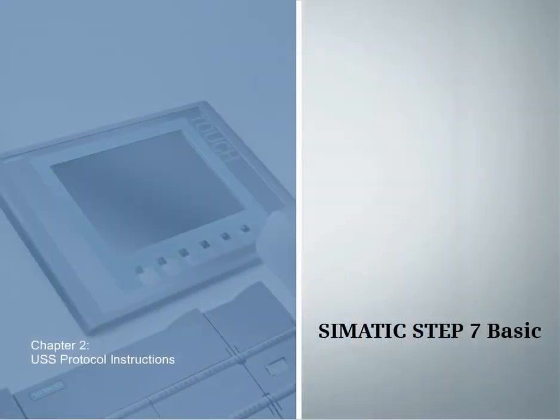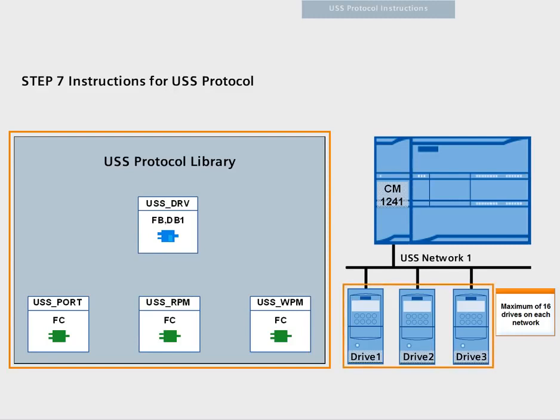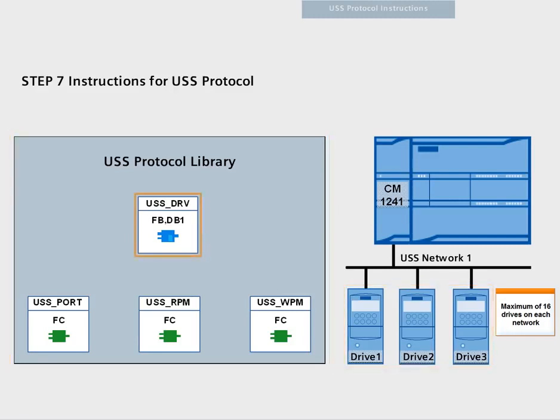Chapter 2. USS Protocol Function. The USS library, integrated in Step 7 Basic, simplifies the necessary programming steps for an efficient communication between the controller and Siemens drives. The drive function block is used for controlling the drives. For the communication and exchange of drive parameters with the frequency converter, the port function and the read and write parameter functions are available.